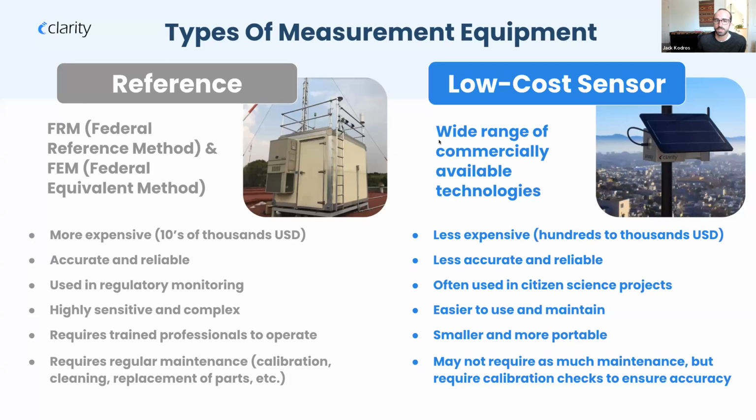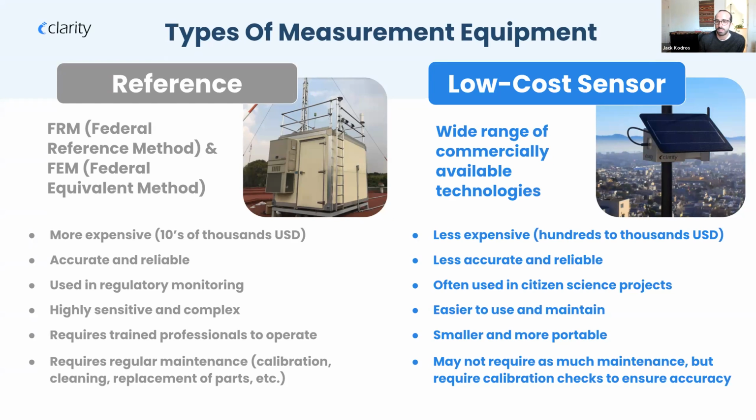So now we've talked about the units, let's start to jump in about measurements themselves. And here I want to compare and contrast reference instruments and low-cost sensors. So reference instruments, you'll sometimes see terms like federal reference method or federal equivalent method. The federal reference method is the actual instrument that's used for regulatory purposes. These instruments are more expensive. These are tens of thousands of dollars instruments in US dollars.